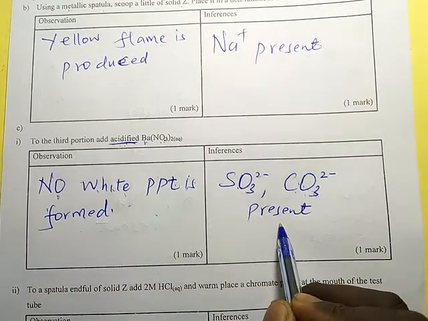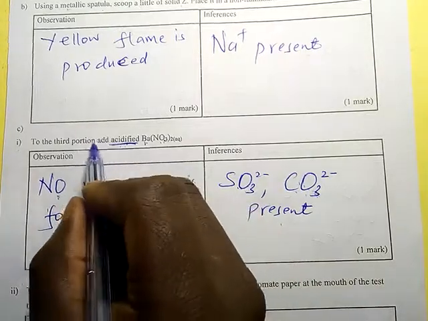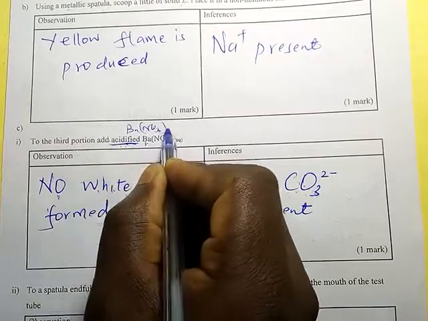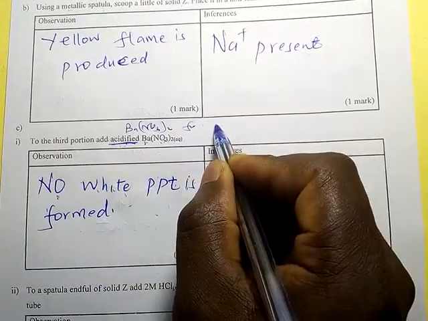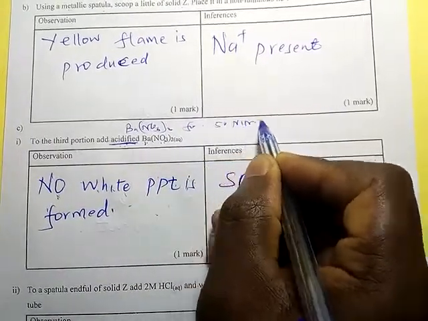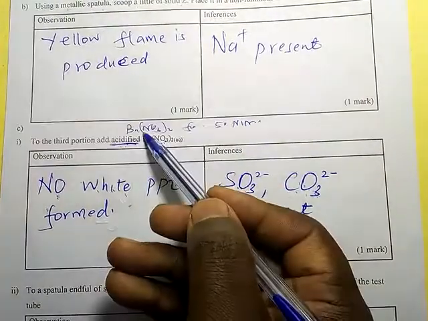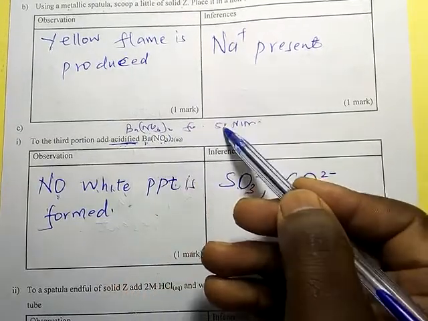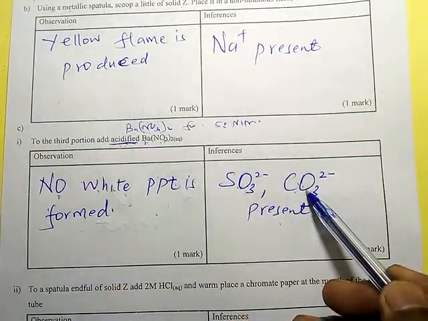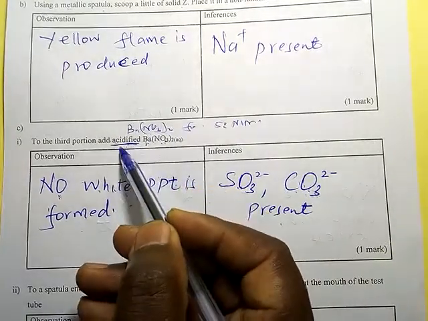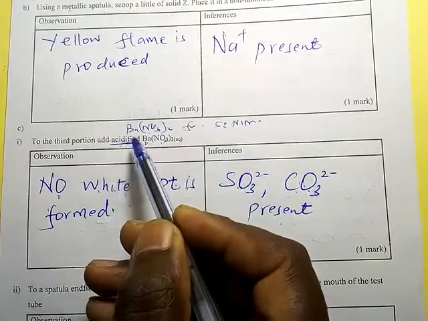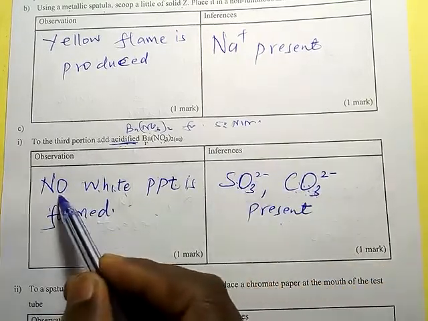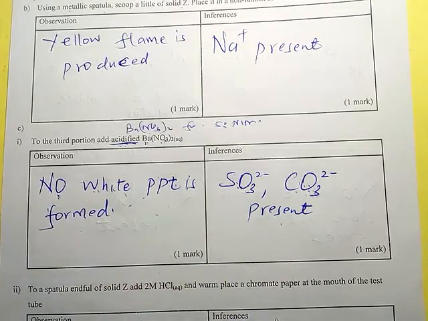Let me put it in another way. We could have been asked to add 2 drops of barium nitrate, right? Followed by 5 drops of nitric acid. What could be observed? A white precipitate is going to be formed, and then the white precipitate will dissolve in the acid. We will write this and this, right? So here we have shortened it. Therefore, the acidified is going to dissolve this and this, and that's why there is no white PPT. I hope you have understood me well.